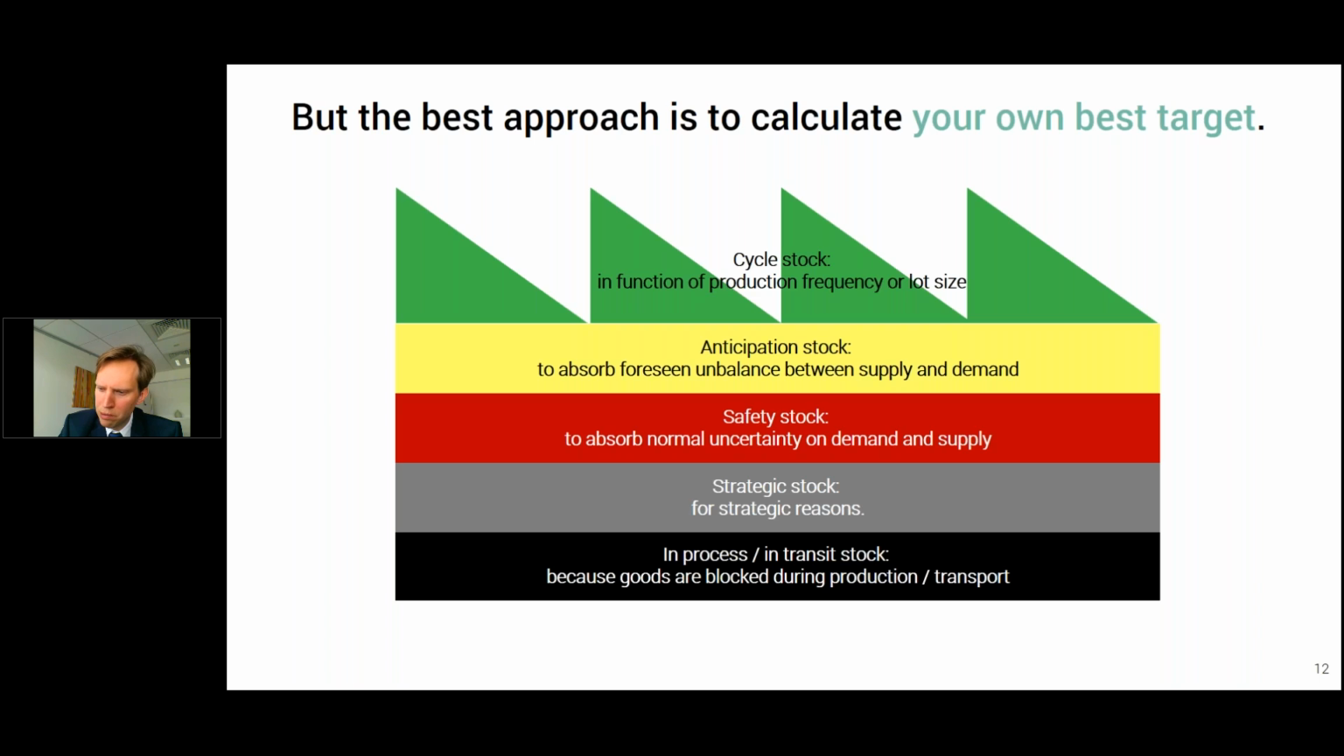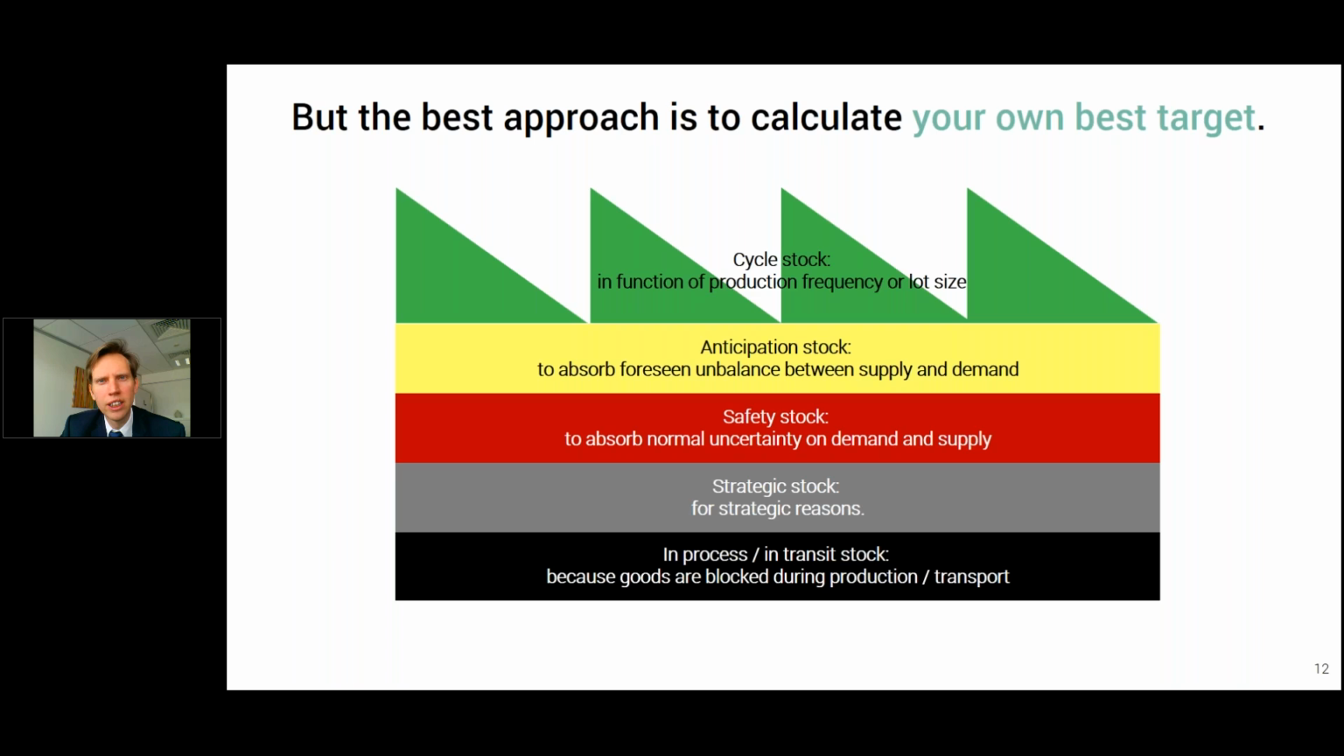Anticipation stock is stock that you keep at a certain moment in time to absorb a foreseen unbalance in supply and demand. Sometimes we also call it seasonal stock. It's stock that you would build to buffer for a seasonal peak. If you sell a lot during a couple of weeks in summer, or just before the Christmas period, then you would build a stock in advance to sell it all at once at the peak of the demand, right?